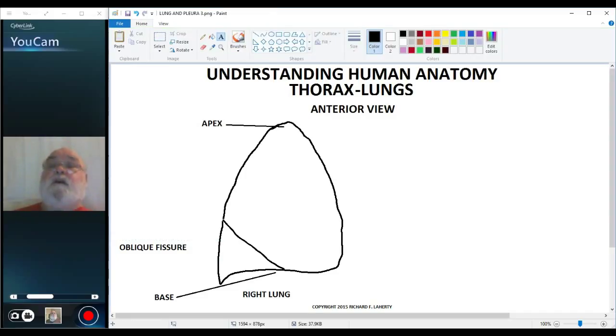So the oblique fissure here. Then we have another fissure that's running horizontally like so. This is the horizontal fissure.